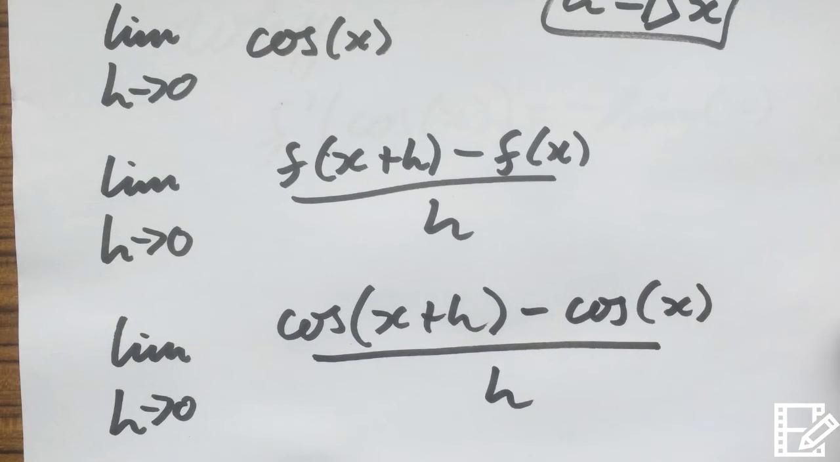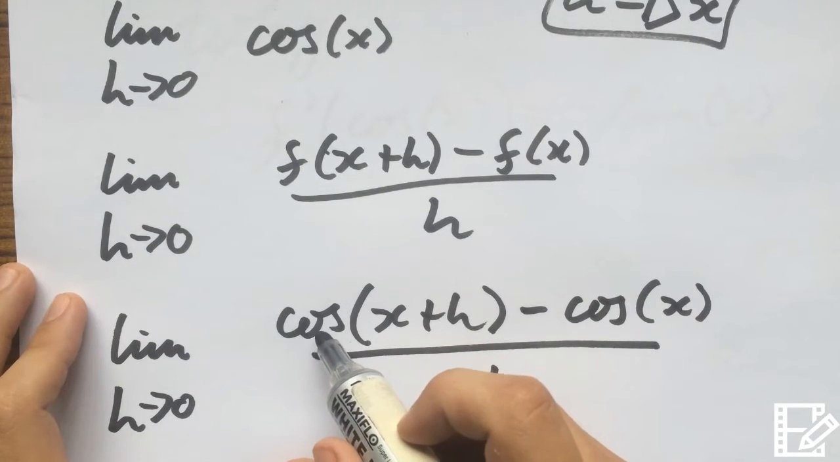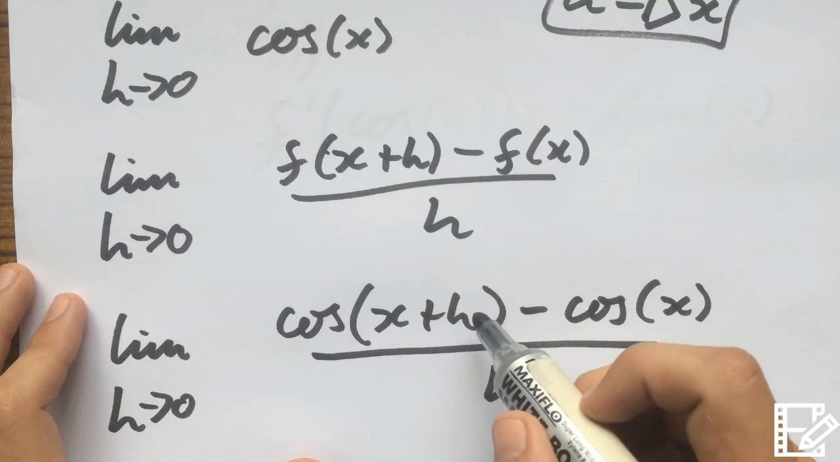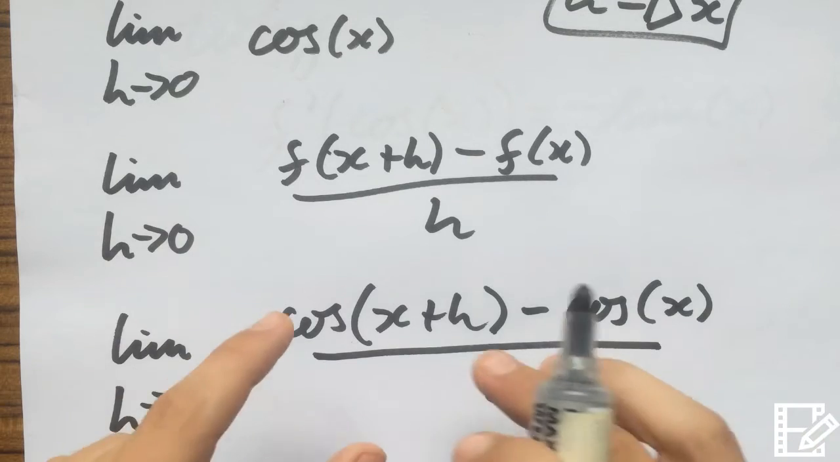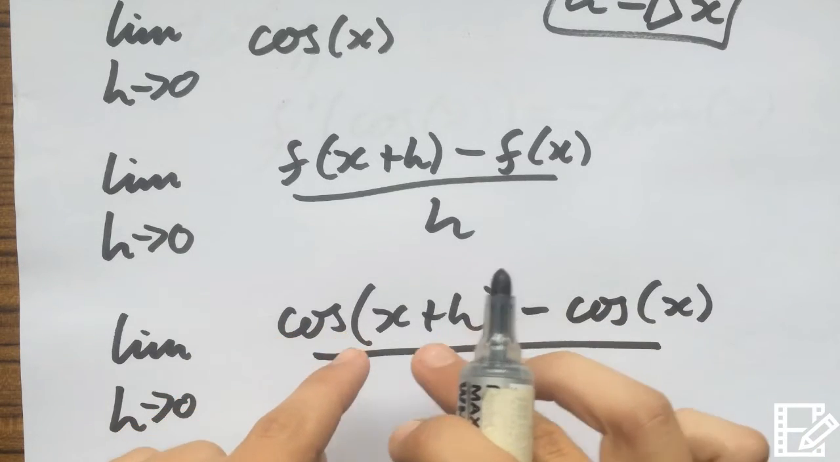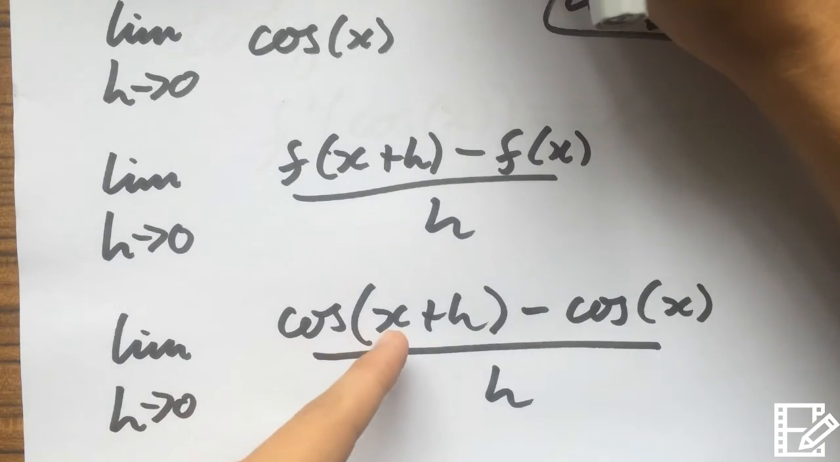Okay, so now we have this. There's a trigonometric identity which tells you what cos of x plus h equals. You're not deriving anything, it's just another way of showing this. In textbooks it'll probably look like cos of x plus y, but the same principle applies.